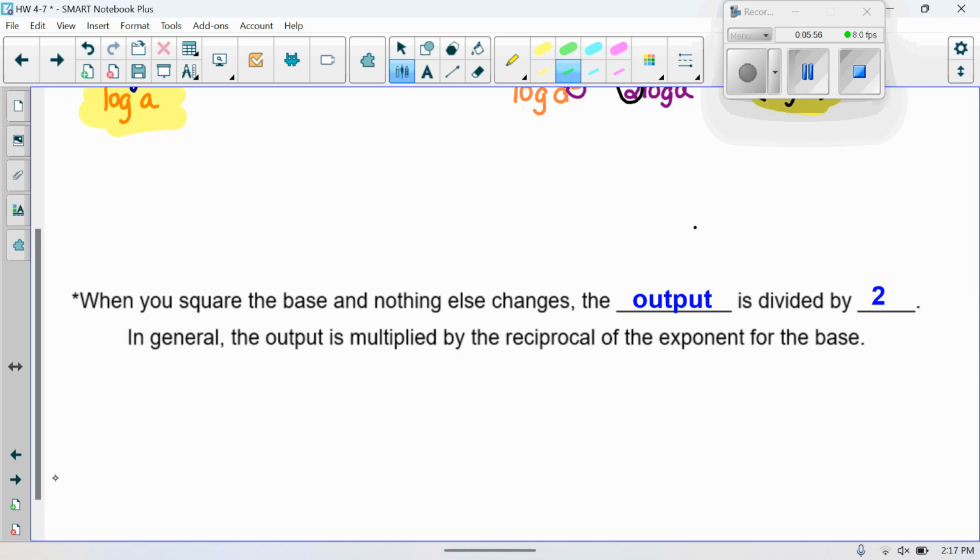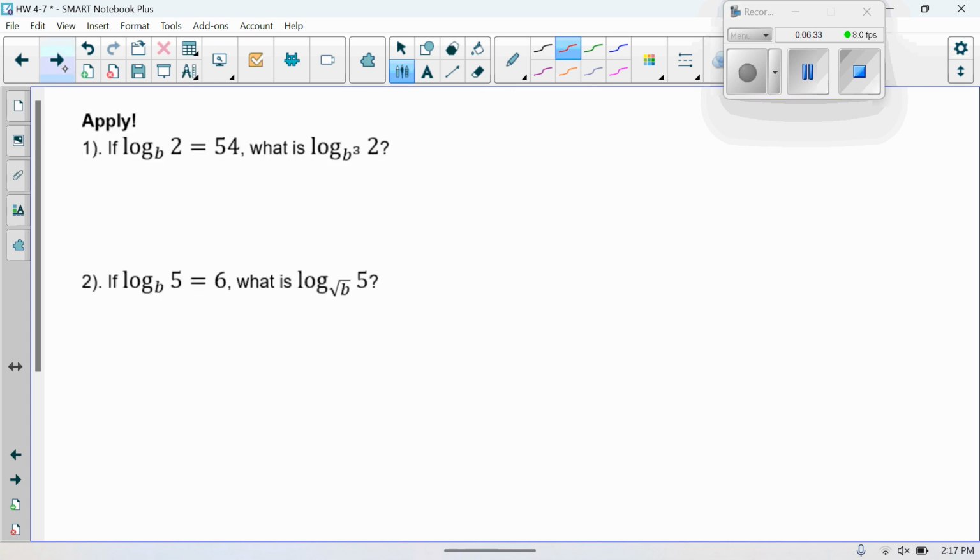So in general, the output is multiplied by the reciprocal of the exponent. So what does that mean? If I had something like log base b cubed of x, it's the same as 1/3 log x over log b. And it can work in both directions as well. So let's take a look at what this means.